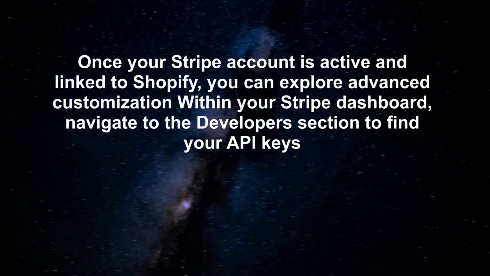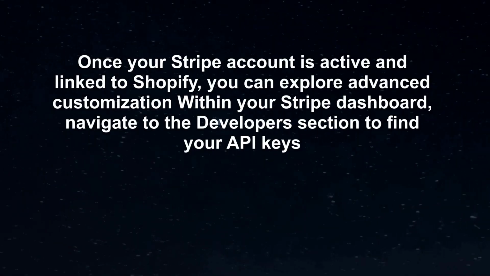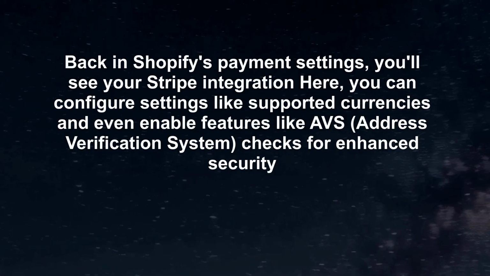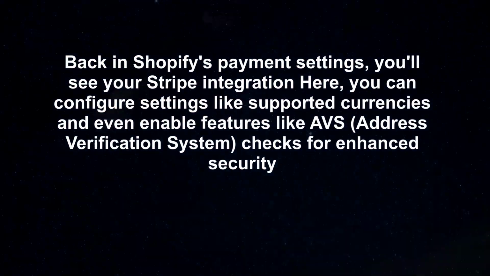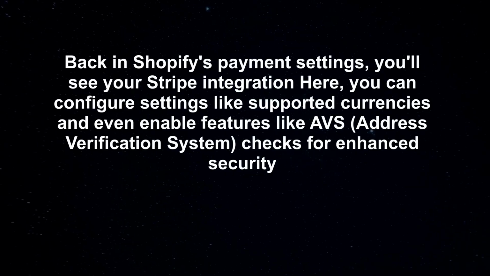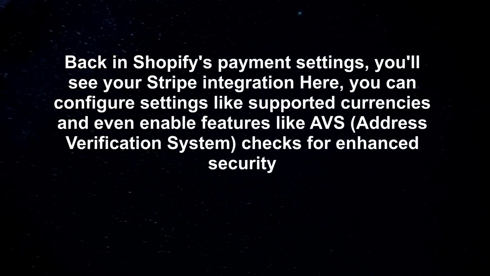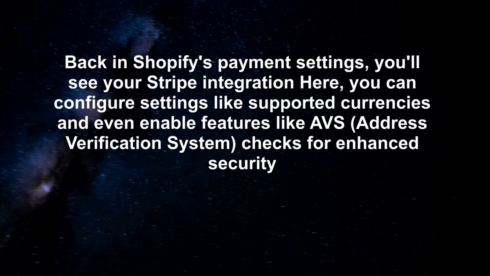Navigate to the Developers section to find your API keys. Back in Shopify's payment settings, you'll see your Stripe integration here. You can configure settings like supported currencies and even enable features like AVS (Address Verification System) checks for enhanced security.